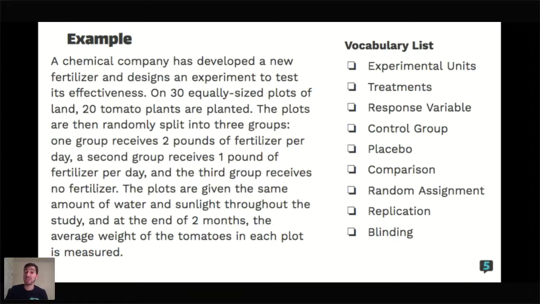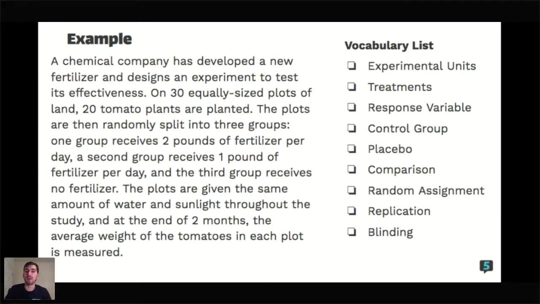In this situation, there is a control group. There's a group that receives no fertilizer at all. So that control group doesn't receive a placebo, though, because they're not actually getting any treatment at all. It's not like they got new soil with no fertilizer in it and that was like a fake treatment. It was just no new fertilizer. Comparison is happening because there are 3 different groups, 10 different plots of land in each of the 3 groups. So I can compare whether or not the fertilizer works versus no fertilizer, and I can compare whether 1 pound is better than 2 pounds or vice versa.